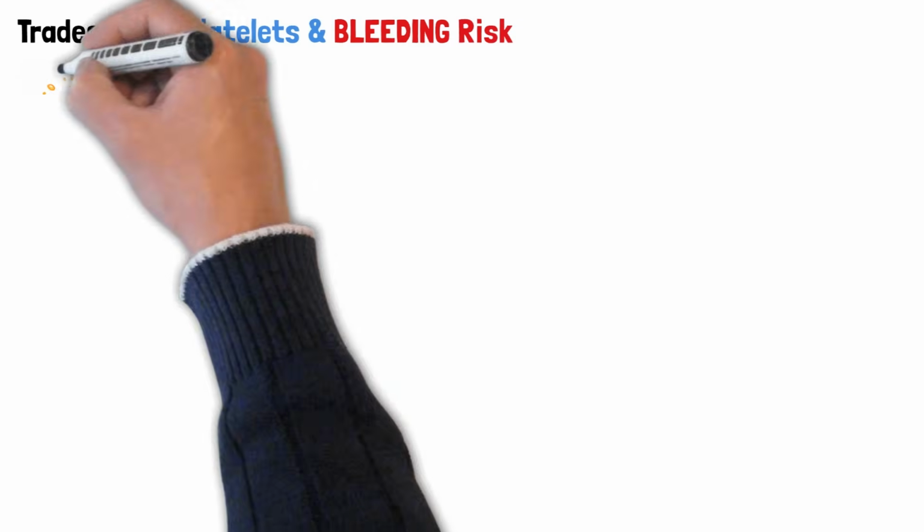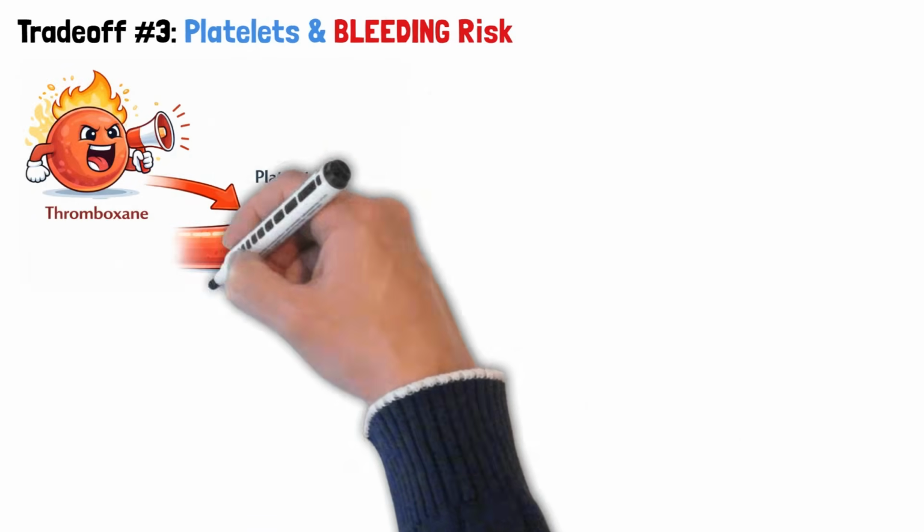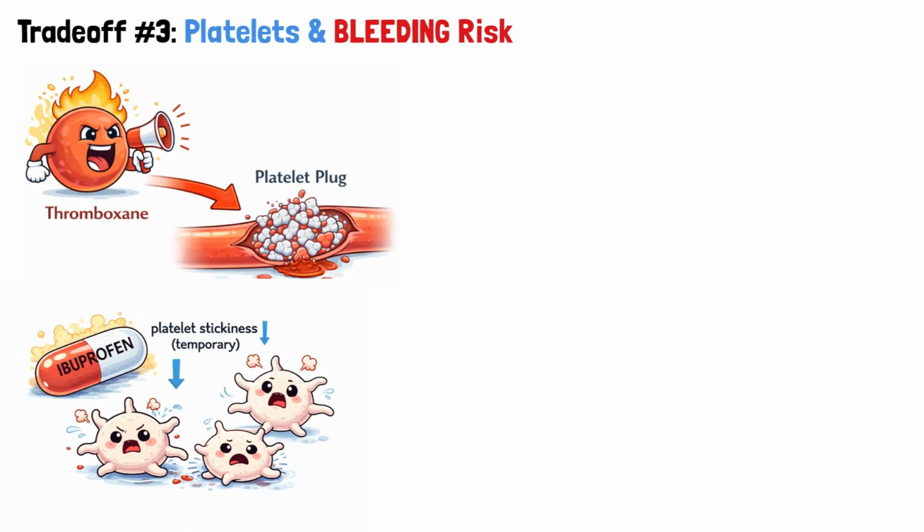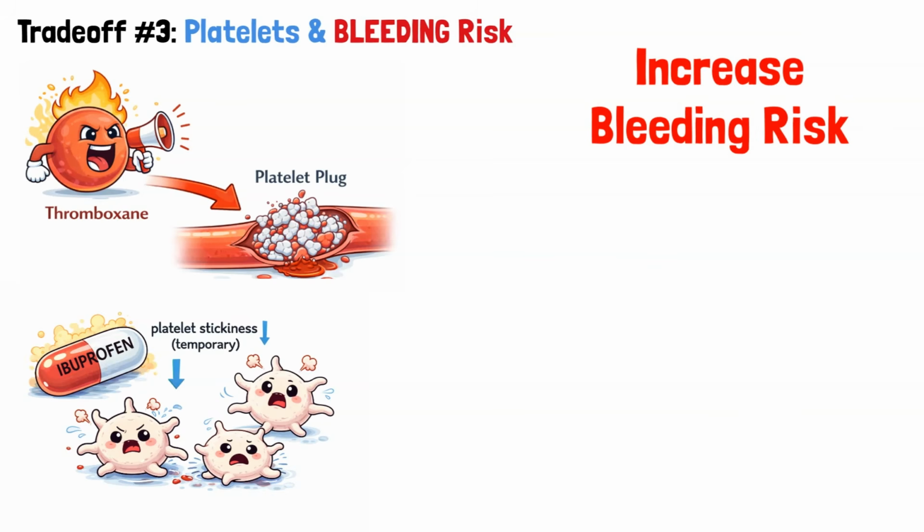The third trade-off is platelet and bleeding risk. So ibuprofen can reduce something called platelet aggregation, and that's a fancy way of saying platelets coming together to help form a blood clot. And you need platelets to make blood clots. But if ibuprofen reduces that ability to make platelets aggregate, then you can cause a bleeding risk, right?